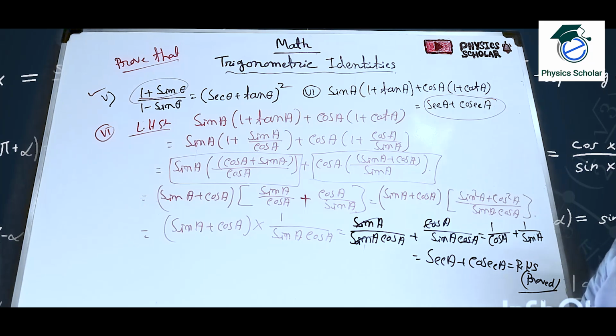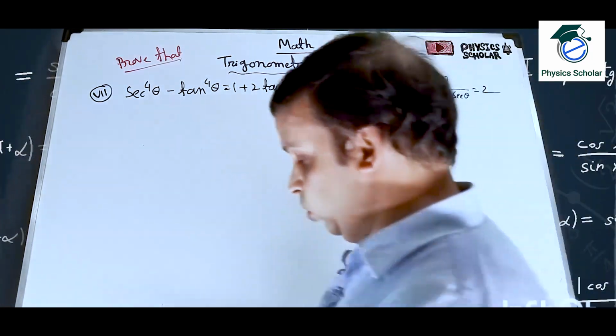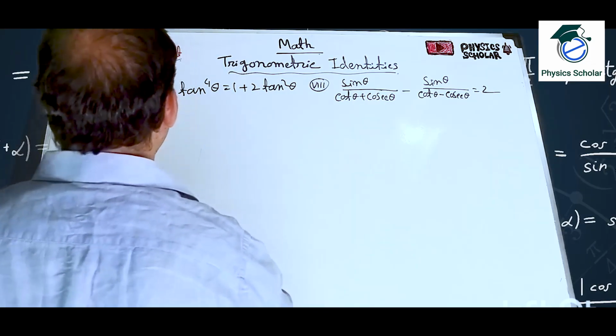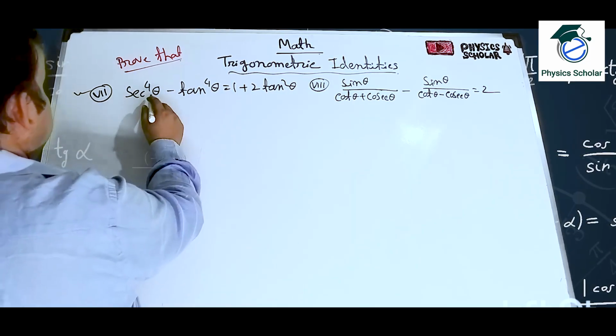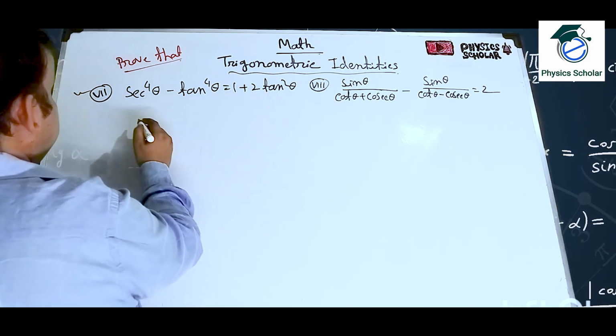Now let us move to sum number 7. Clear? What is given? Left hand side sec to the 4 theta minus tan to the 4 theta is equal to 1 plus 2 tan square theta.